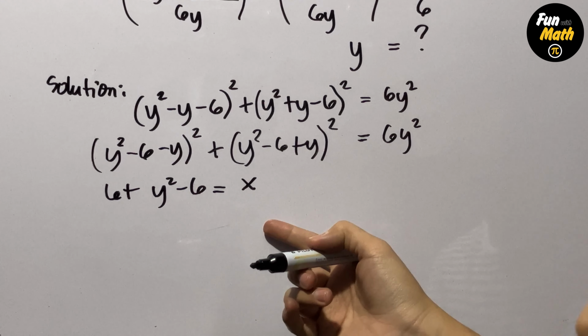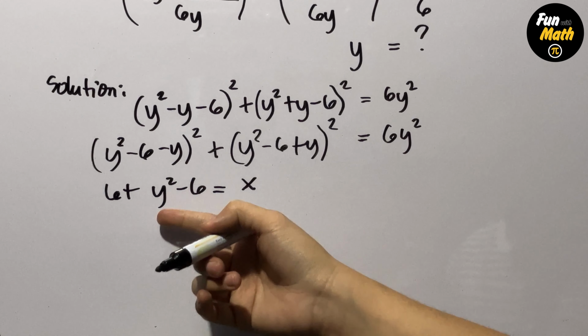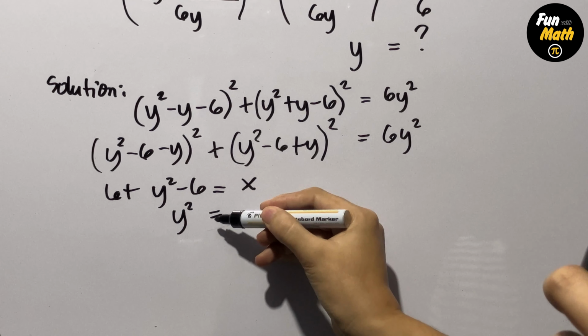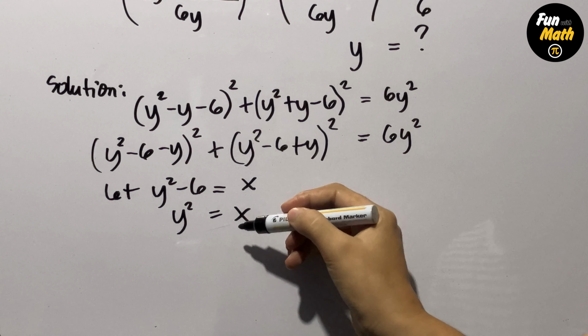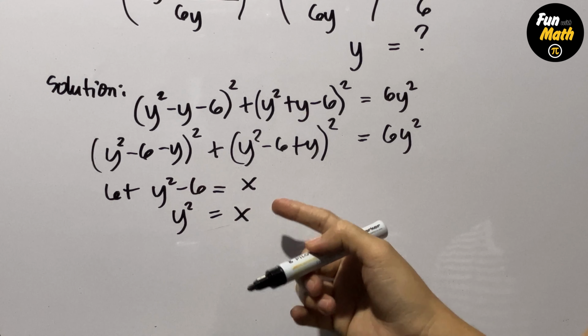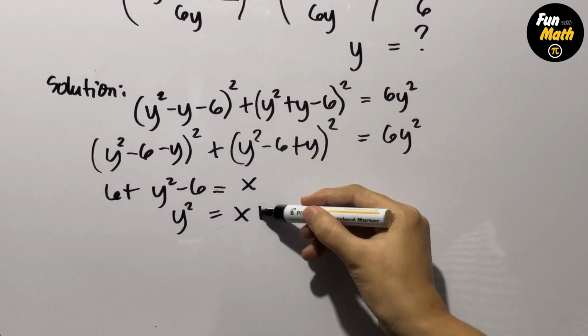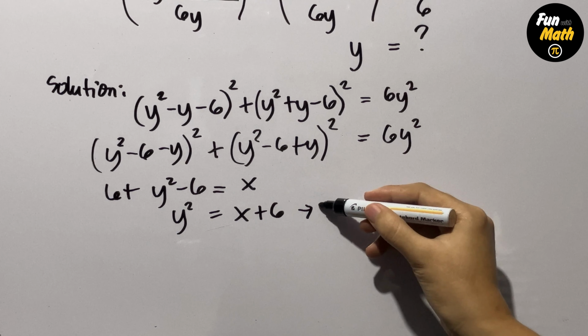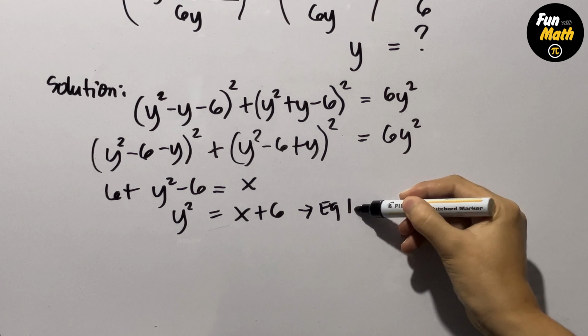And for this, we can create another equation, and that is y squared is equal to x, transposing 6 to the other side. So this is now x plus 6. So this is our new equation, and that is equation 1.